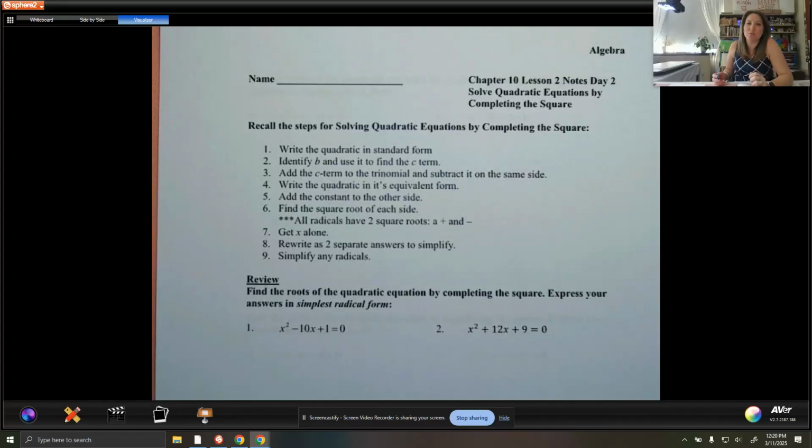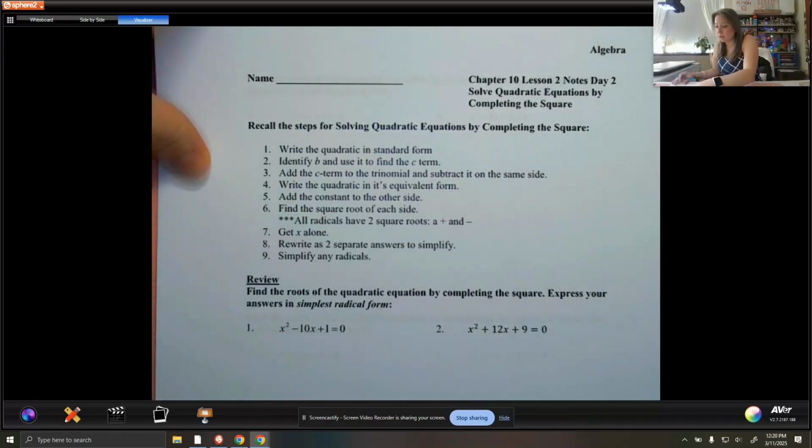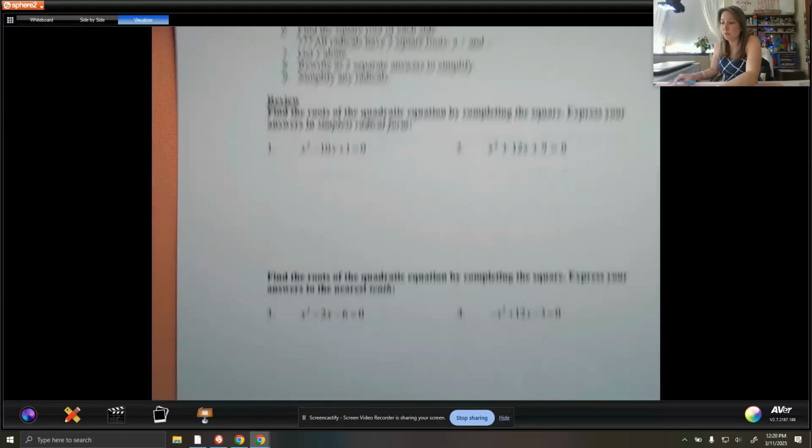Hello there, Algebras. Welcome to your Chapter 10, Lesson 2, Day 2 notes on solving quadratic equations by completing the square. Now, we are going to follow these steps that I have laid out right here at the beginning. These are the same steps that we talked about yesterday. Yesterday, we said, okay, let's just get into actually applying these steps and seeing what types of answers we are coming up with, depending on what's on that other side of the equal sign when we're creating our perfect square trinomial. Okay, so let's actually get into some review from yesterday.